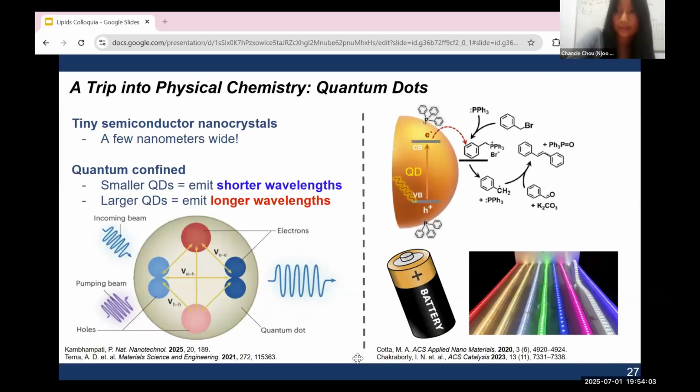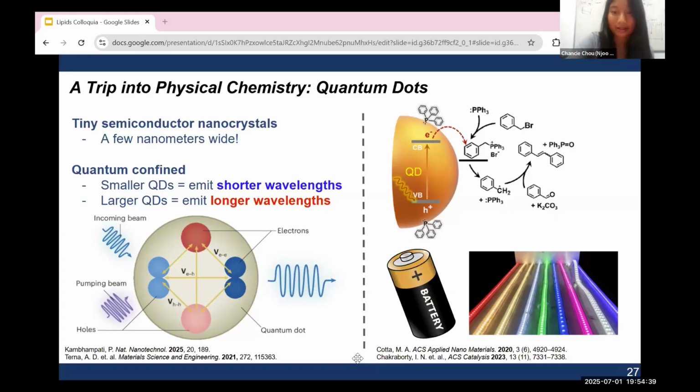So given all the fluorescence imaging that we have done, we now decided to shift gears and explore the potential applications of our tripod lipids in the synthesis of fluorescence quantum dots. So a brief overview of what quantum dots are. They're tiny semiconductor nanocrystals, which means they have properties between insulators and conductors. And quantum dots are really small. They're only a few nanometers wide, and they already have many applications, such as being used in photocatalysis, in batteries, or even in LED lights.